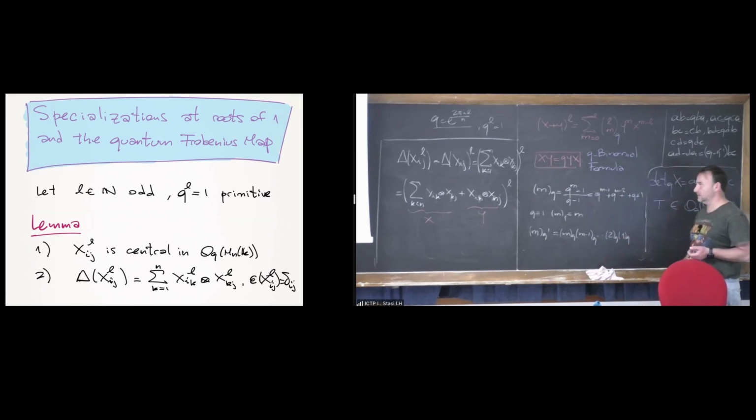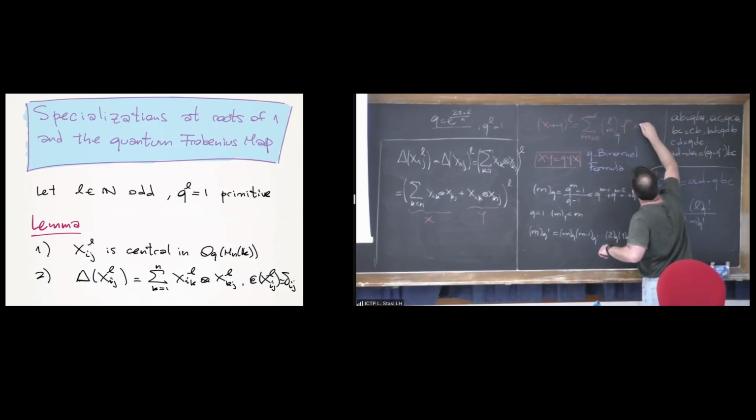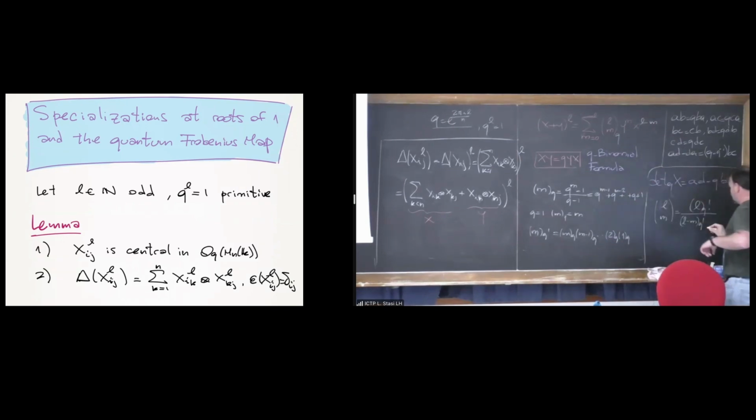Yes, this is the Q number, the Q factorial, and define the combinatorial Q number, L choose M, by L Q factorial divided by (L minus M) Q factorial, M Q factorial. Here is L minus M.